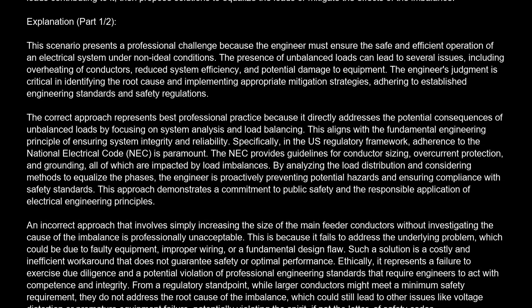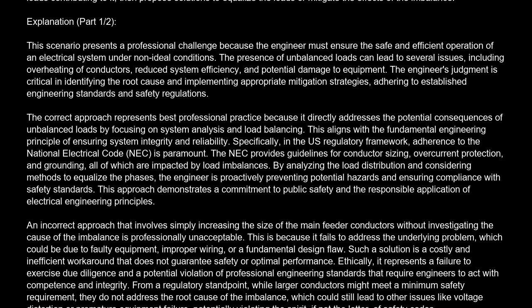The correct answer is A. Analyze the current distribution across each phase to identify the extent of the imbalance and investigate the specific loads contributing to it, then propose solutions to equalize the loads or mitigate the effects of the imbalance.